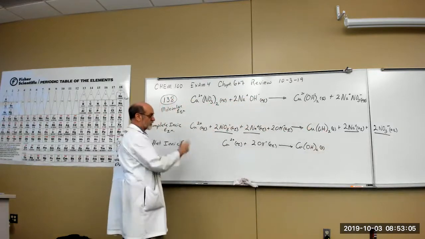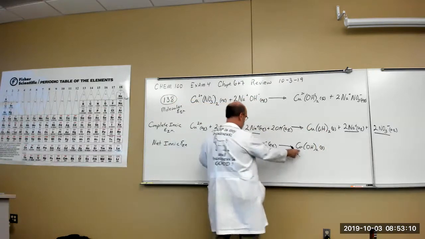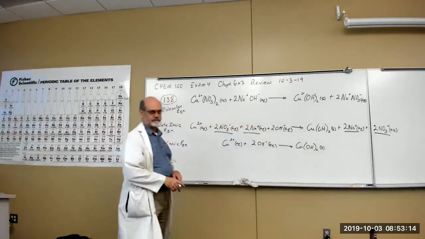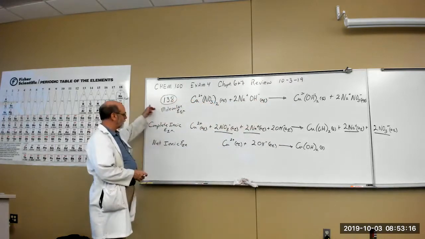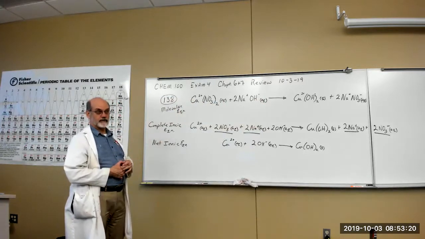Okay, and you can check yourself to see if it's balanced now. See, 1 copper, 2 hydroxides, 2 hydroxides. We're still balanced. So that's 5, 10, 15 total points available for that type of question.